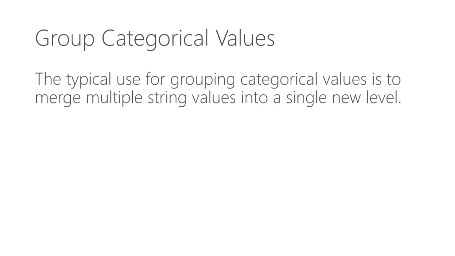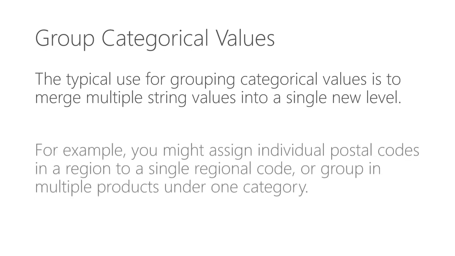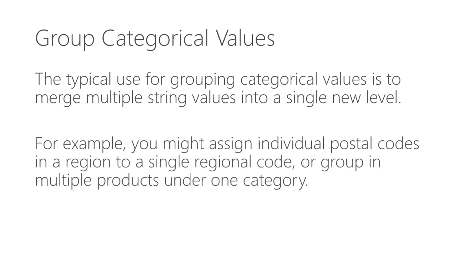Categorical values. The typical use for grouping categorical values is to merge multiple string values into a single new level. For example, you might assign individual postal codes in a region to a single regional code, or group multiple products under one category.